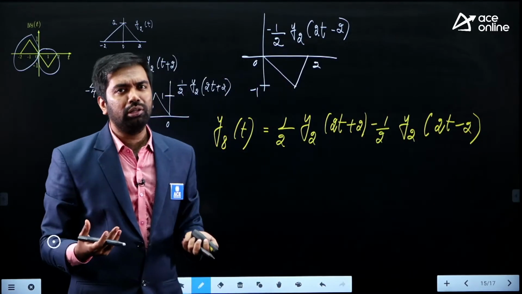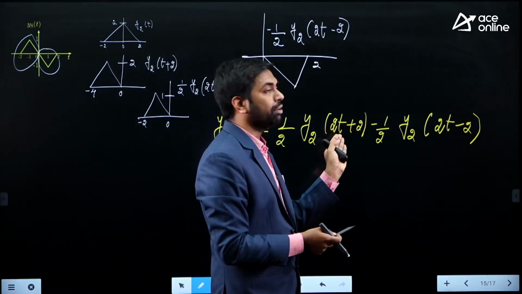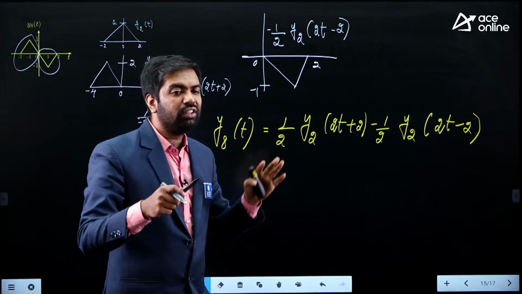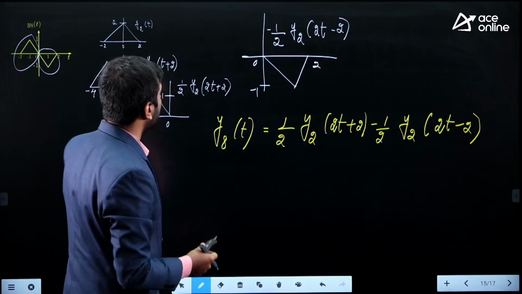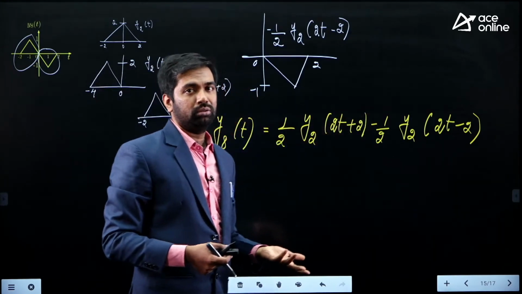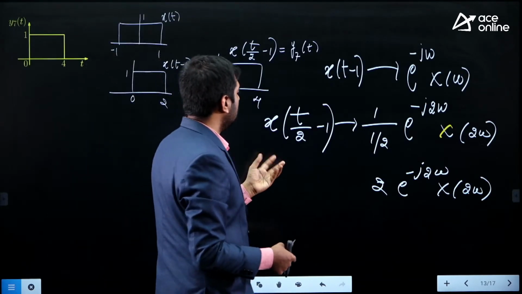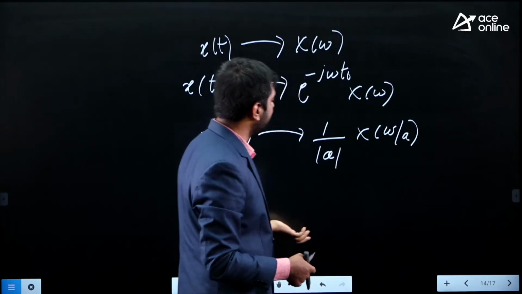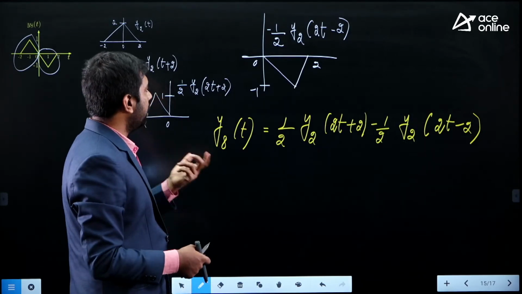In the earlier problems also, we have seen how to deal with shift as well as time scaling. So I would like to leave this to you. You have to find the Fourier transform of this. I've already expressed y8 in terms of the known ones. You have to apply the Fourier transform now. In the earlier problems, we have discussed how one has to do this. There's a shift involved, there's a time scaling involved. Here also the same thing. So try to do this.